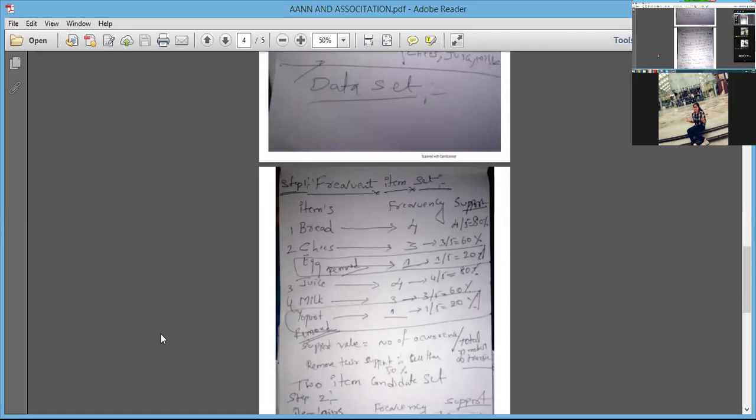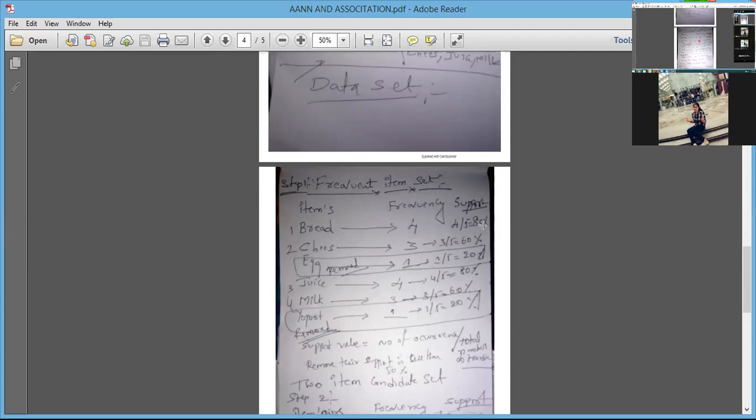Now I need to find the support of the elements in this data set. Support is equal to the number of occurrences divided by the total number of transactions. This is very important, kindly note it. What is the number of occurrences of bread? 4. What is the total number of transactions? 5. 4 divided by 5, so support is 80% for bread.